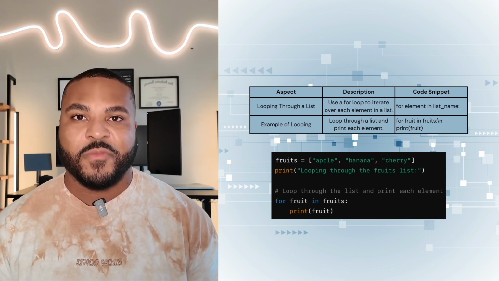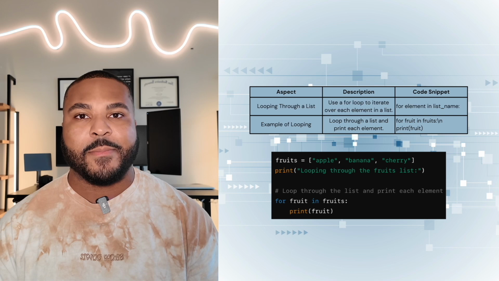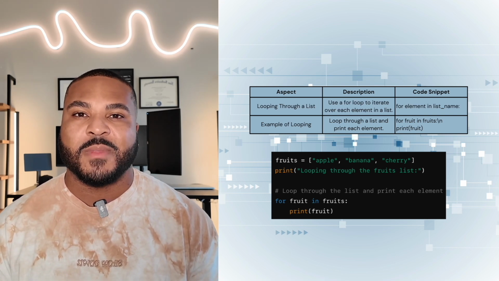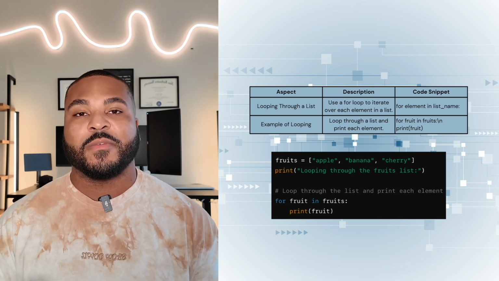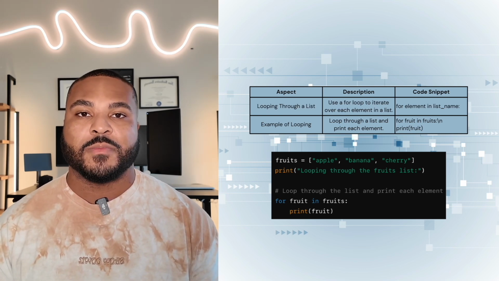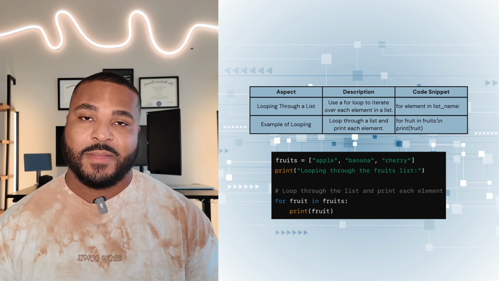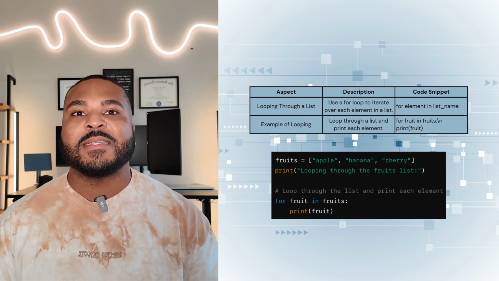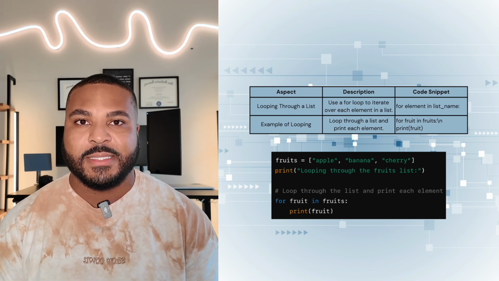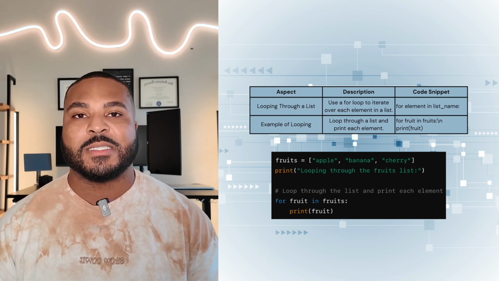So with the list named fruits, with the elements that we discussed, apple, banana, cherry, we want to loop through the list and print each element. How do we do this? We'll say for fruit in fruits, which is the list name, print(fruit). Looping through a list is a common, simple, and powerful technique in Python. It allows us to access and perform operations on each element in the list, making it easier to work with collections of data.